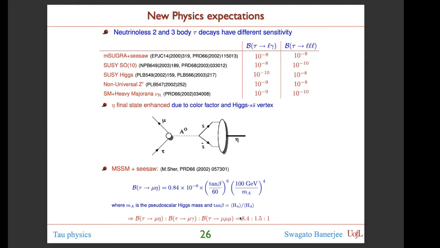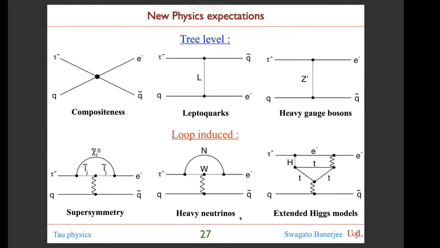Here are different contributions shown at the tree level for tau to electron transition. And also in the bottom row, we have the contributions of new physics shown at the loop level. And all of these are expected to be present at levels just a little below the current experimental bounds, which makes all these searches very compelling.